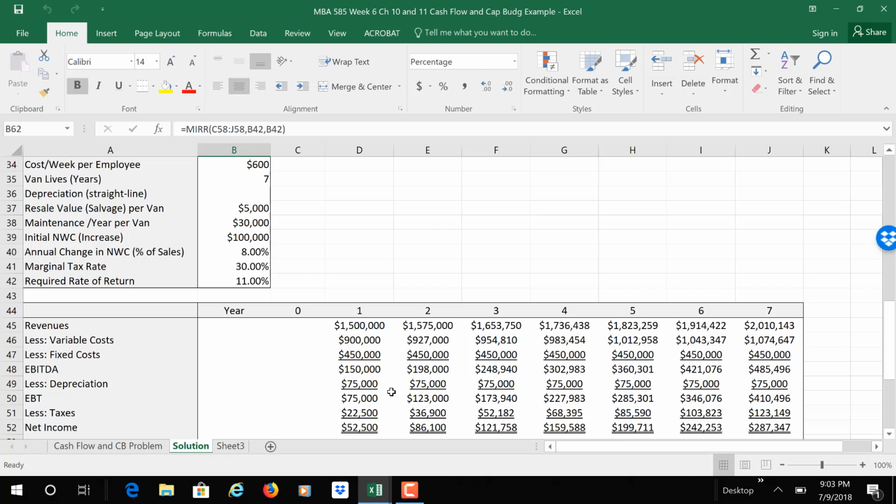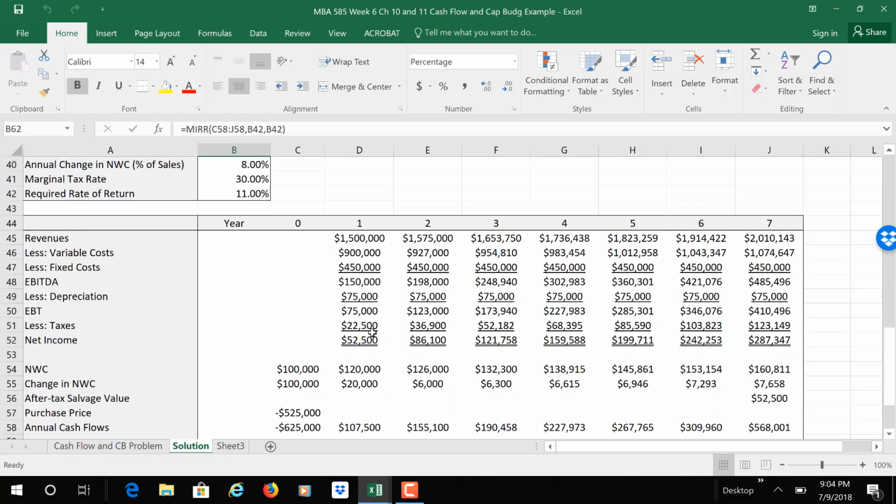So that will be 15 vans multiplied by $35,000 spread out over a 7-year time period using straight line depreciation. That is $75,000 per year. The 150 minus the 75 leaves us with earnings before taxes of $75,000. Taxes at a rate of 30% is $22,500. That leaves us with net income of $52,500.